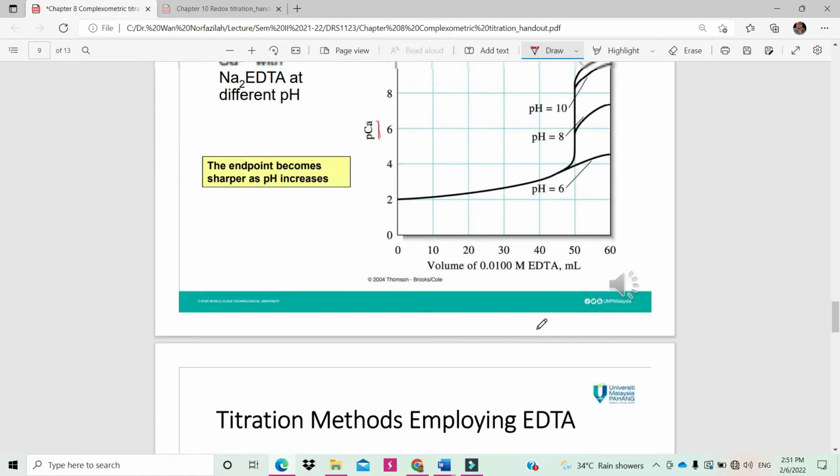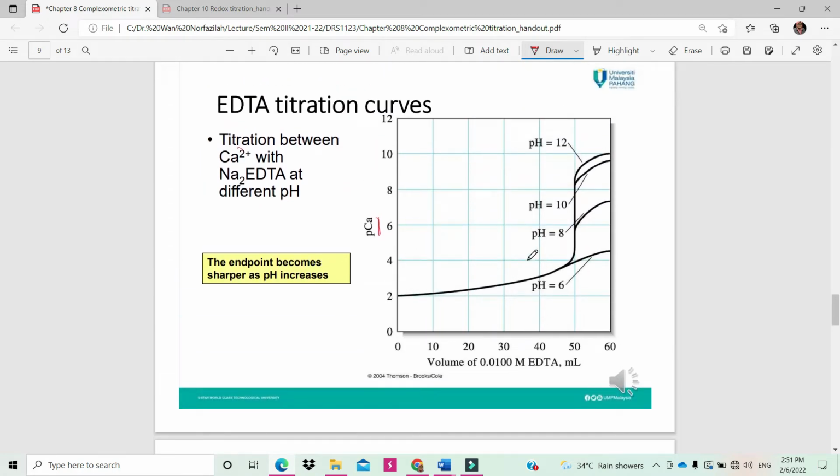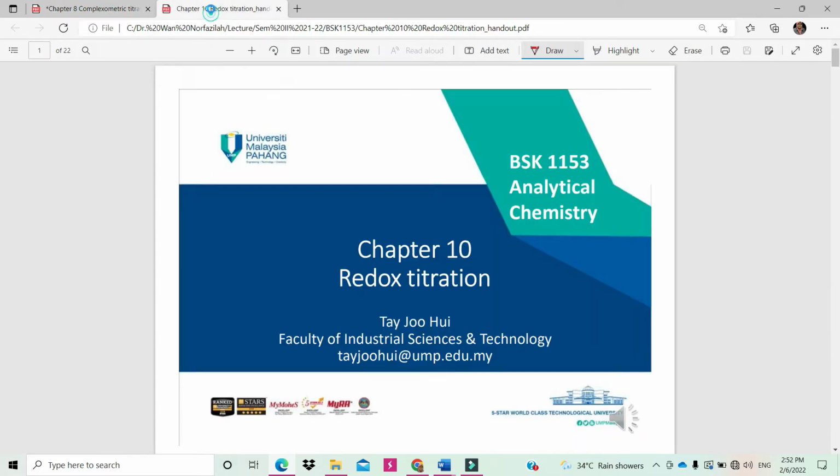Okay, kita boleh tanya juga. So we can ask you to find the pCa before the endpoint, and then at the endpoint, after that in excess. Okay, so boleh come out, cara kira dia sama dengan precipitation titration. Okay. So next we move on to the last chapter, which is chapter 10, redox titration.